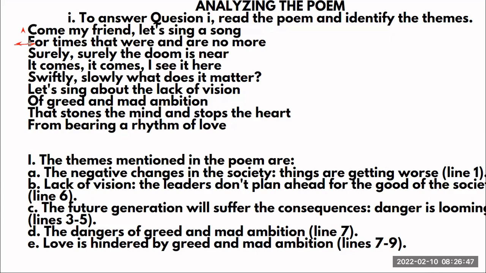So in other words, just look at the way we have put it. Line 2 has given us the idea that the poet is talking about the negative changes in the society. In other words, he's saying that things are getting worse. So the idea that things are getting worse in modern times is one of the themes of the poem. All right. Then let's proceed.